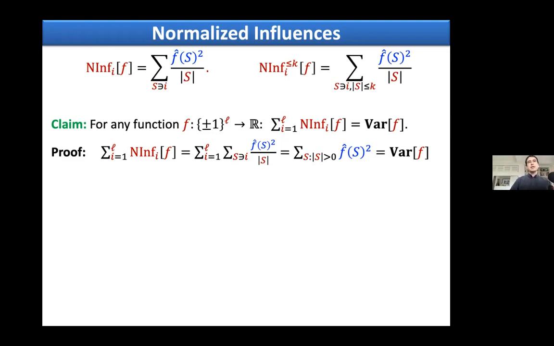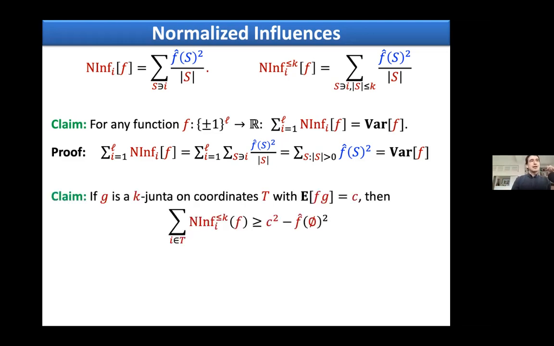So what does it mean? It means that, let's say the variance is 1, like if the function is balanced, then the normalized influences define a probability distribution over coordinates. And if the variance is smaller than 1, then it's a sub-probability distribution, right? These are positive numbers that sum up to less than 1. Okay, so that's nice.